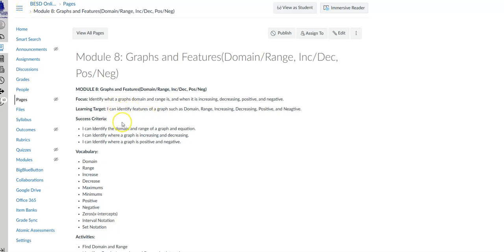Okay, we're on day 2 of Module 8. Again, looking at graphs and features. The feature we're looking at today is increasing and decreasing on our learning target. Again, we're looking for you to be successful at identifying where that graph increases or decreases and be able to put it in interval notation, very similar to what we did with our domains and ranges as well.